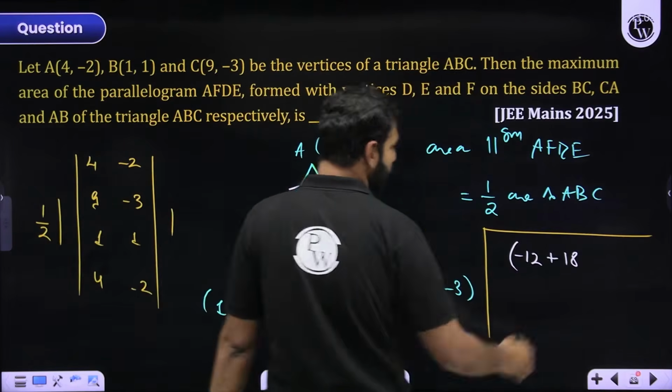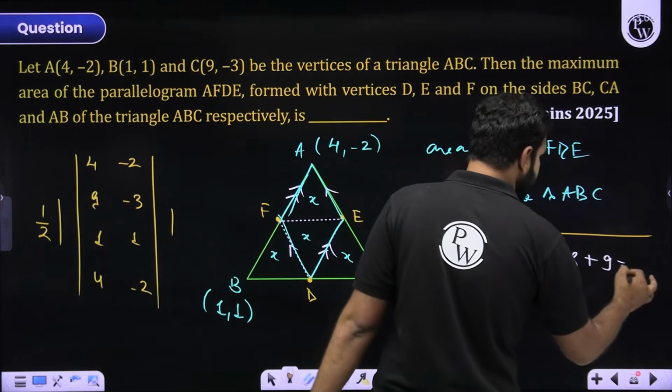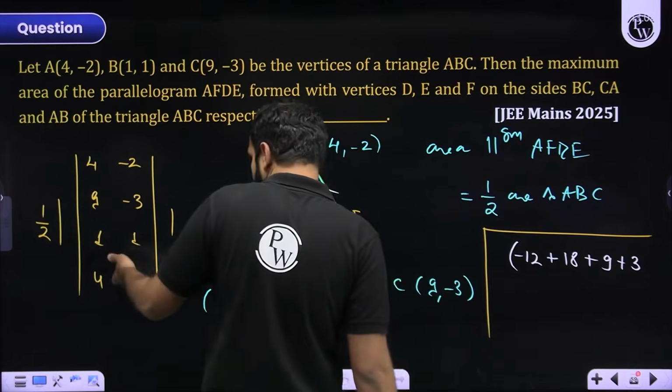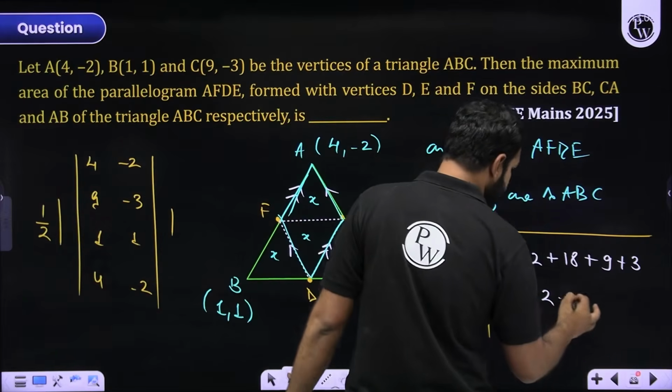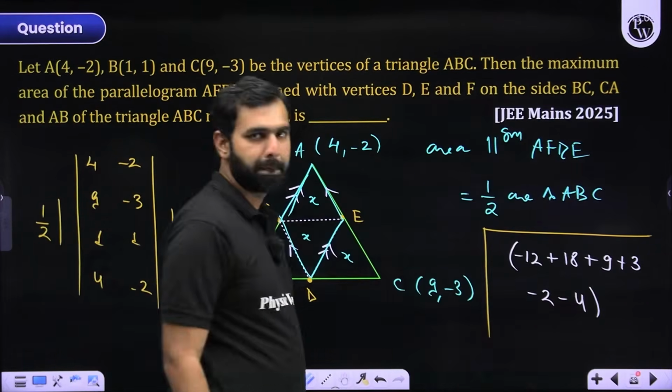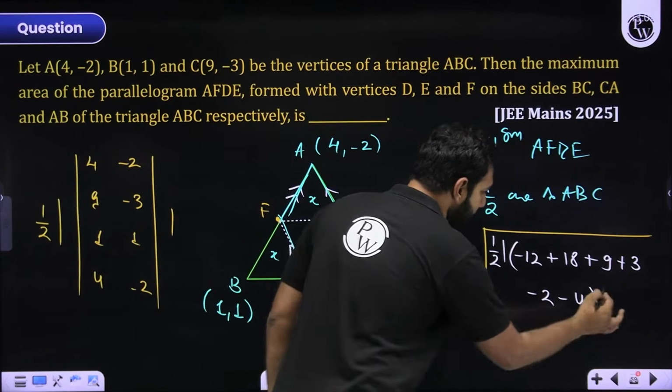Then 9 into 1 should be plus 9. Then 1 into minus 3 is minus 3, but negative of minus 3 will be plus 3. Then 1 into minus 2 will be minus 2. And 4 into 1 will be 4, but it should be minus 4 because I'm going upward. I'll take mod of it and I'll divide it by half. That will be the area of the triangle ABC.